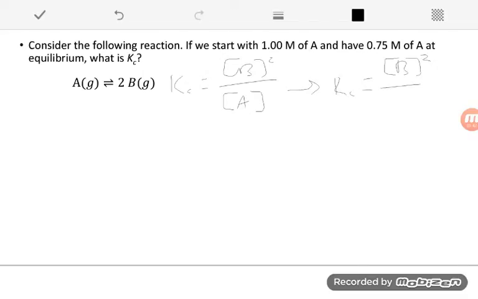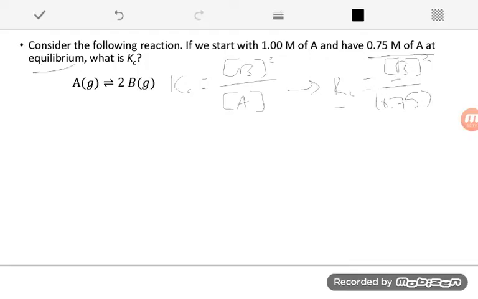Now, there are 2 numbers for A, but notice since this is an equilibrium expression, only the thing at equilibrium can go in there. So since we had 0.75 molar of A at equilibrium, that's the number that's going to go in here. So we've plugged everything in, and now we look at it and we see, there are 2 things I don't know. I can't solve this problem yet. That's when we're going to break out our ICE table.